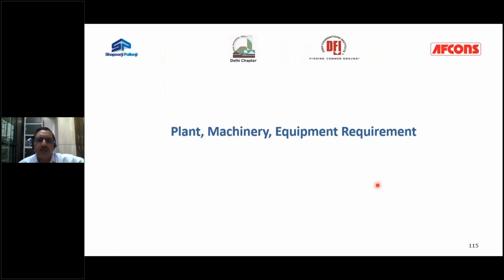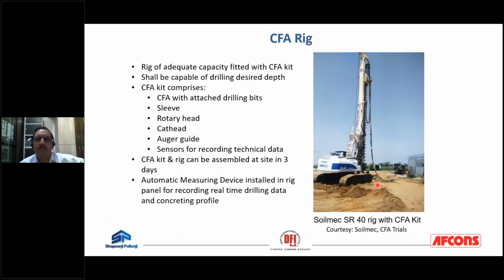Coming to the plant, machinery, and equipment required as a methodology for conducting the CFA piles. First of all, you require a CFA rig. The CFA rig will have a CFA kit. It will comprise the CFA with the attachment of drilling bits. It should have a sleeve, a rotary head, the cat head, auger guide, and sensors to record the technical data. It should have an automatic measuring device housed within the panel of the rig so that real-time monitoring of all the drilling data will be possible.